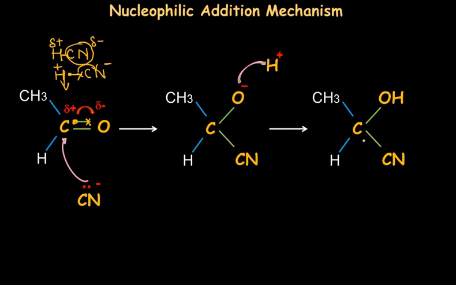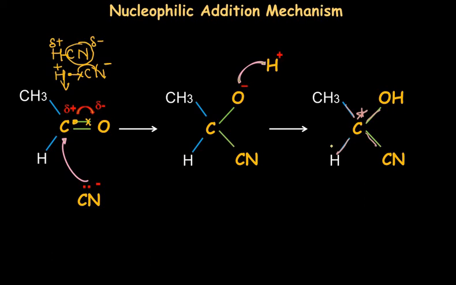So the final product is a hydroxynitrile, and we should also note down one more point: if this reaction is happening with an aldehyde, then the carbon which has the hydroxyl group and the nitrile group is a chiral center. It is an optically active carbon because here we can note down that the carbon is bonded to four different groups. So such a carbon is optically active and it has a chiral center.